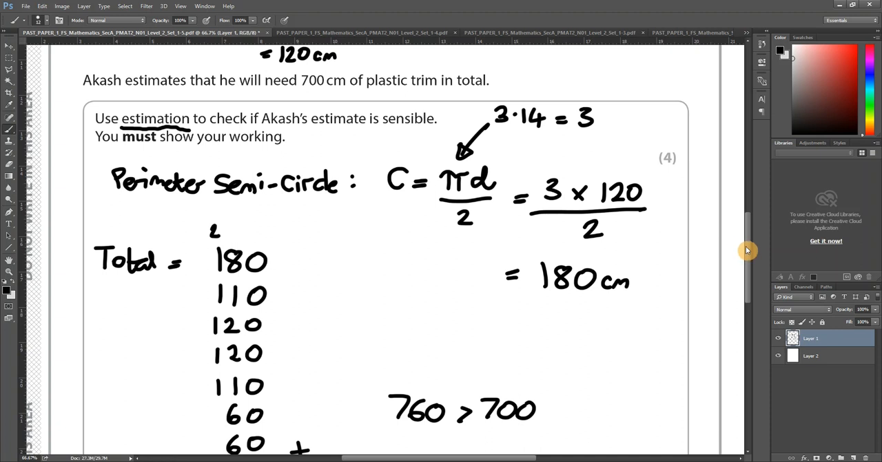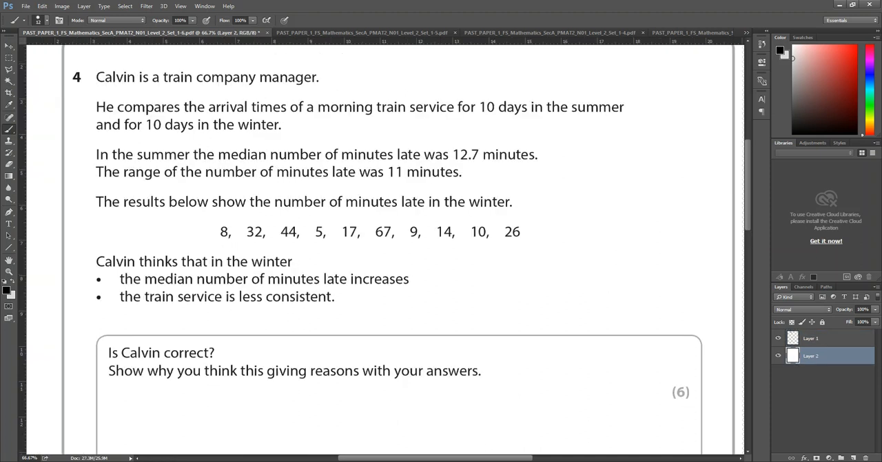Let's move on to question 4. Calvin is a train company manager. He compares the arrival times of a morning train service for 10 days in the summer and for 10 days in the winter. In the summer, the median number of minutes late was 12.7 minutes. The range of the number of minutes late was 11 minutes. The results below show the number of minutes late in the winter.